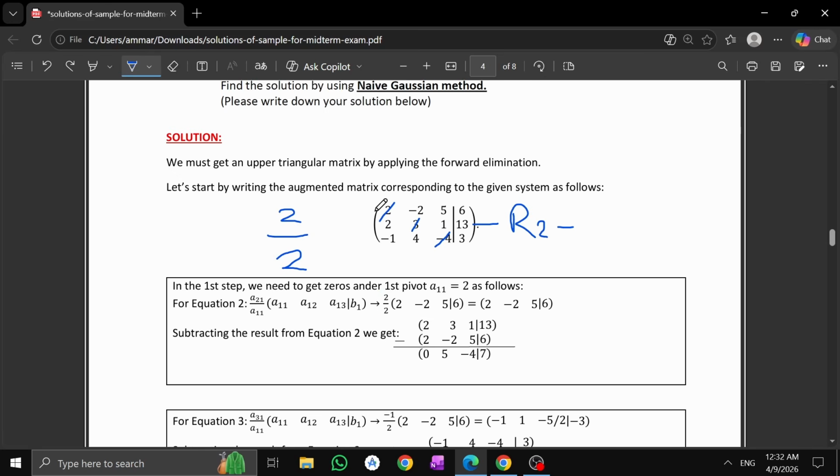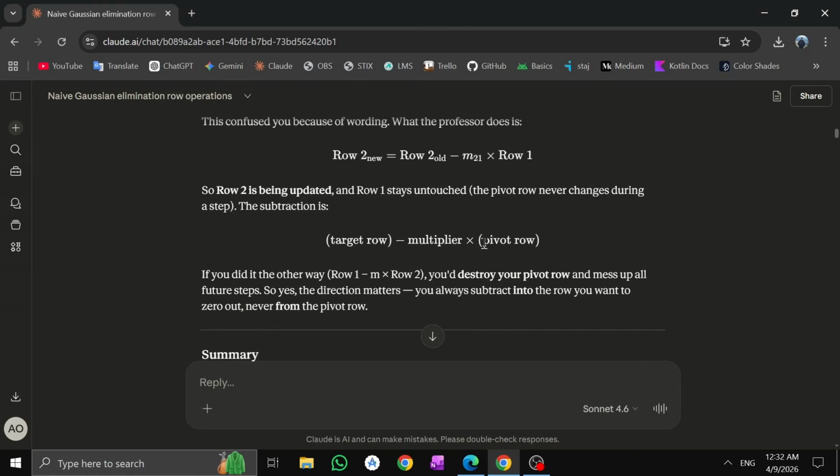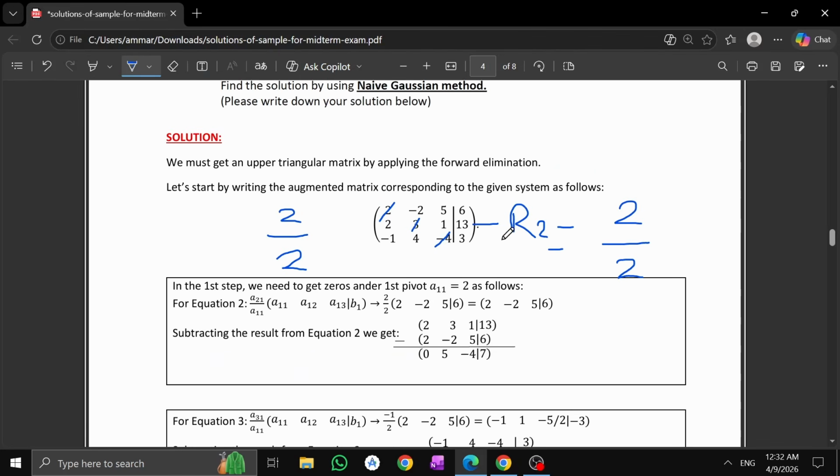A11, which is this one, the pivot, divided by A21, the thing we are trying to make 0. So this is the multiplier. It's going to be row 2 multiplier, which is 2 over 2, subtracted from multiplier 2 over 2. And as we said here, the pivot row. Okay, the pivot row, which is actually row 1.